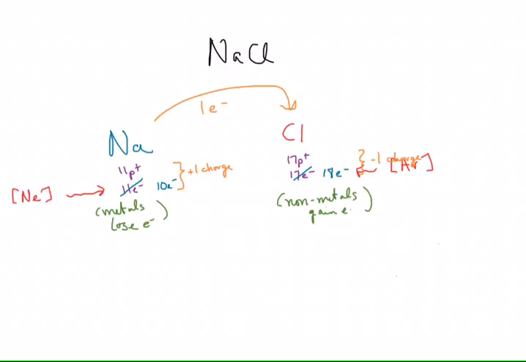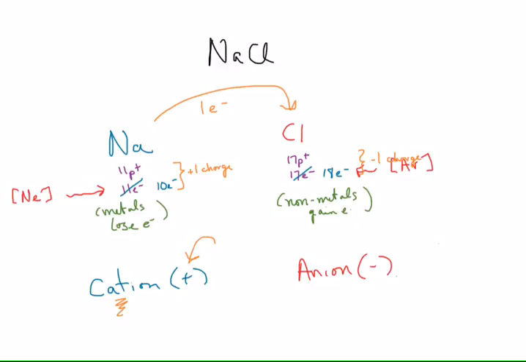All right, so we're almost there, okay? Anything that's positively charged, we call a cation. Anything that's negatively charged, we call an anion. Sometimes I'll have students think of the letter T in cation as looking like a plus sign.